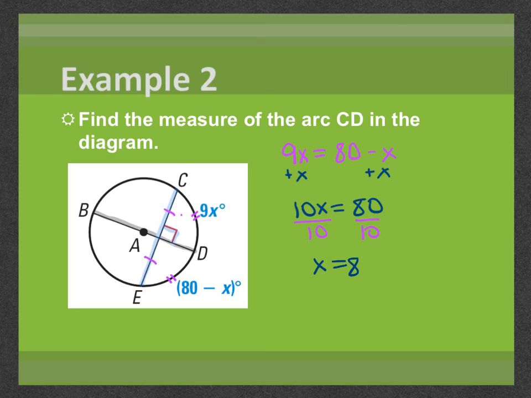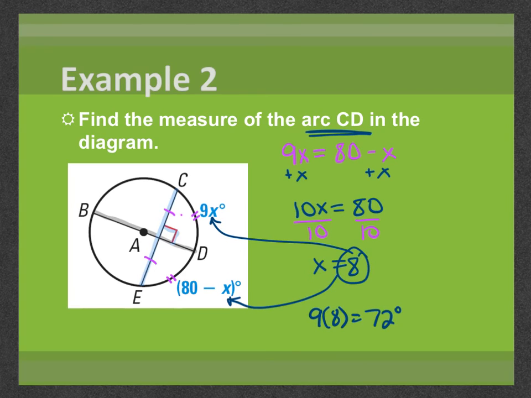But it's asking for the measure of arc CD. So I have to take that 8 and plug it back in. I can plug it back in here, or I can plug it back in there. Either way, I get 9 times 8, which is 72 degrees, or 80 minus 8, which is also 72 degrees. So you only needed to do it in one or the other, but it's a good idea to do it in both because it'll check your answer.